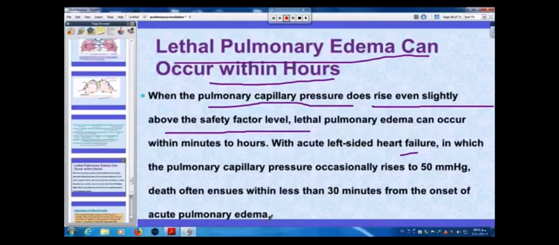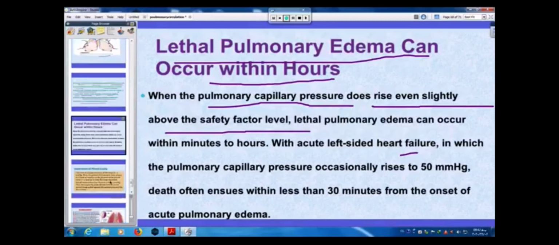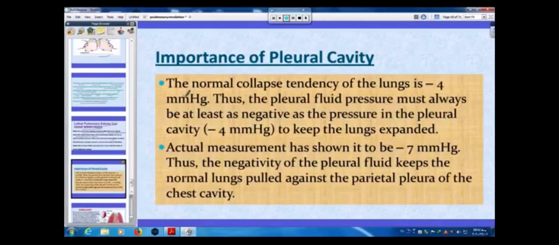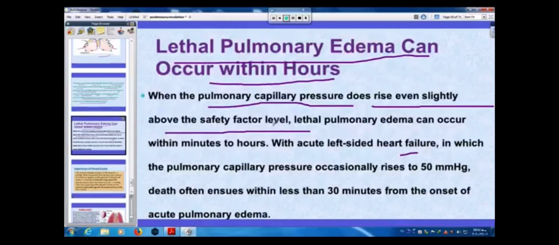You should remember the safety factor is a very important factor, as this is the difference between the colloid osmotic pressure in the vessels and the other pressure. With the capillary pressure 28 minus 7, the safety factor level is the difference between the colloid osmotic pressure in the vessels caused by the protein, and the capillary pressure. 28 minus 7 is 21. 21 is the safety factor.